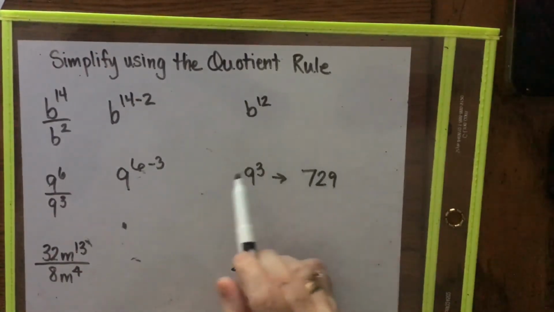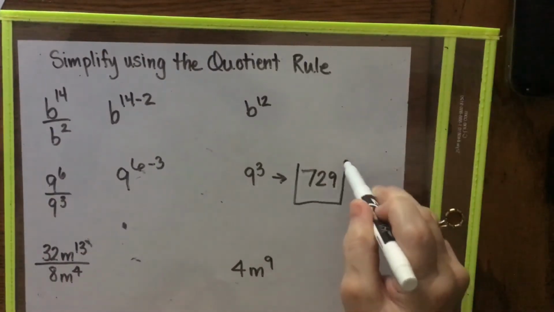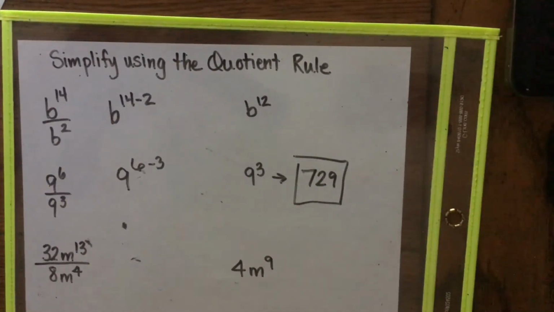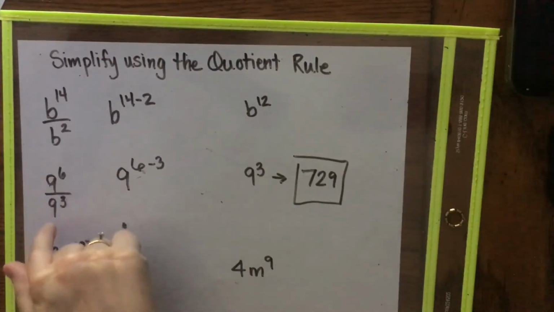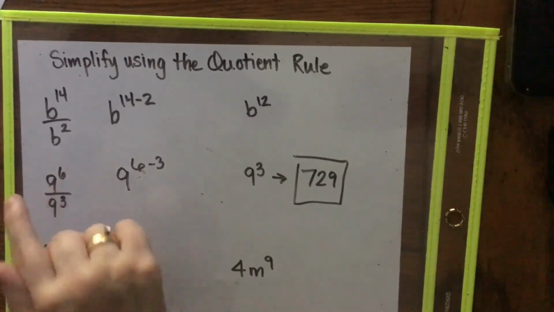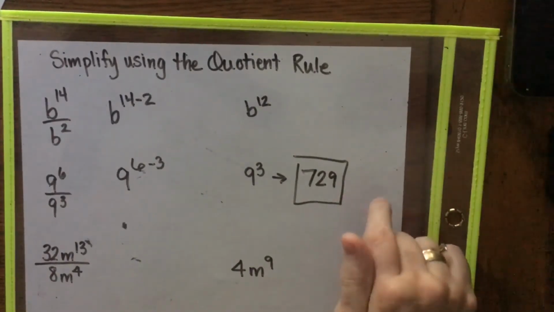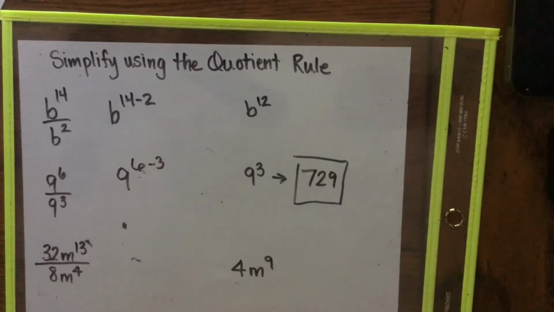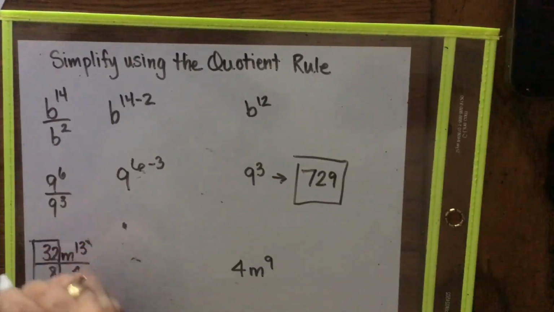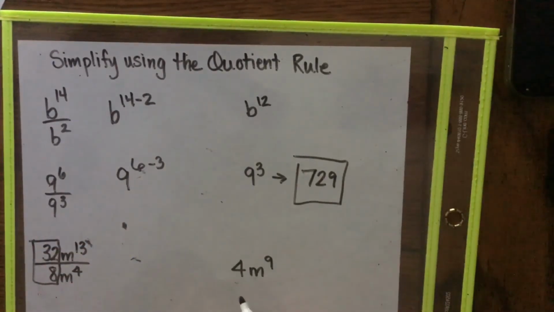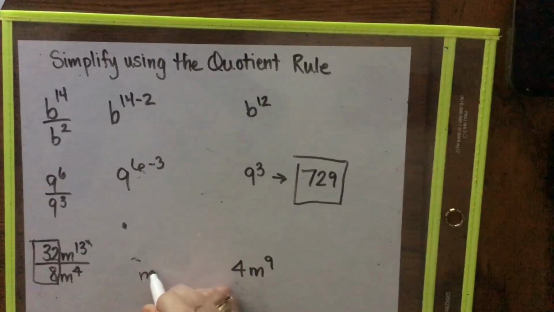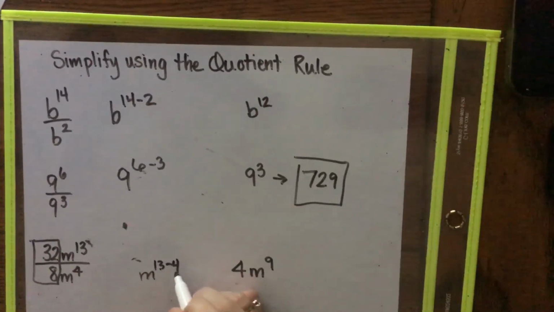Which would give me, if I wanted to open it up even further, this one's a nice number that we can work with easily, 729. Just be careful with this, because if you went ahead and divided this, you would have gotten 1 to the power of 3, which does not equal 729. So please, please, please be careful with those like bases, okay? But remember, when we do not have those like bases, like in here, we can just go ahead and divide those numbers. So 32 divided by 8 would give me my 4, and then I'm going to have my m, 13 minus 4, which will give me my 9.